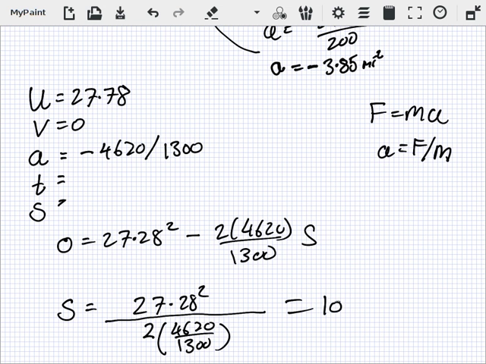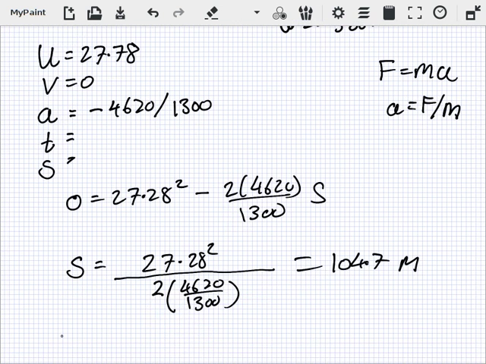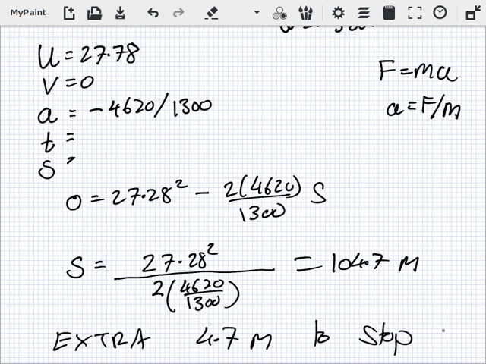104.7 meters. So that means that was an extra 4.7 meters to stop. Kind of a lot when you think about it. You have one extra person in the car, and it takes nearly 5 meters longer to stop the car because of the increased mass.